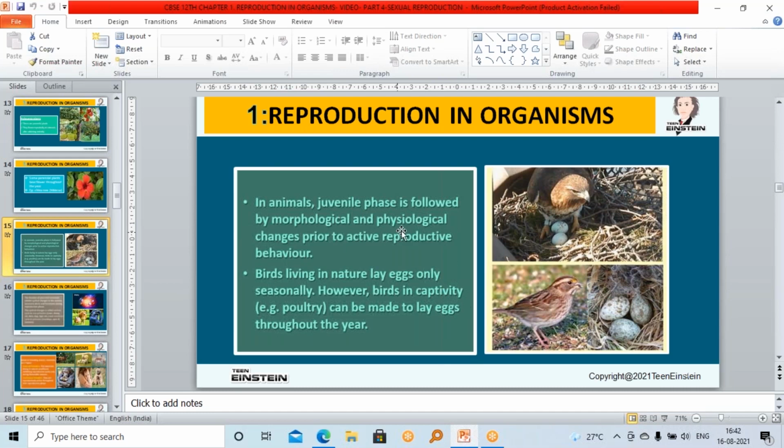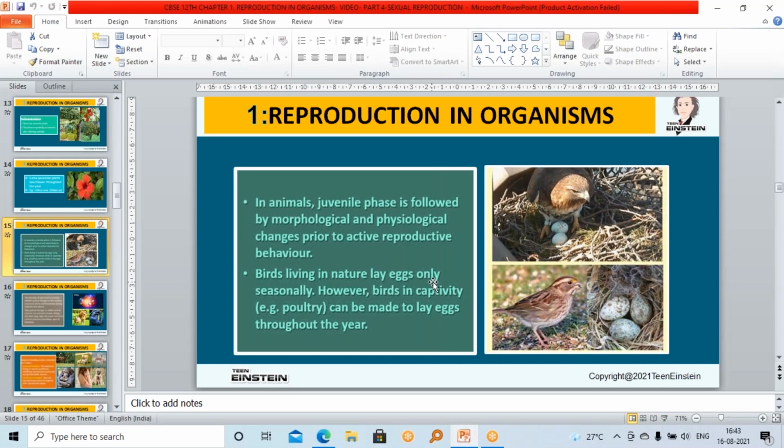Normally birds lay eggs during some particular period, right? Only during a particular period will birds lay eggs. But in poultry farms, for business purposes, they are making them lay eggs throughout the year. And for that, they are using different methods, means different feeding methods, and some hormonal changes they are making in their body, right?